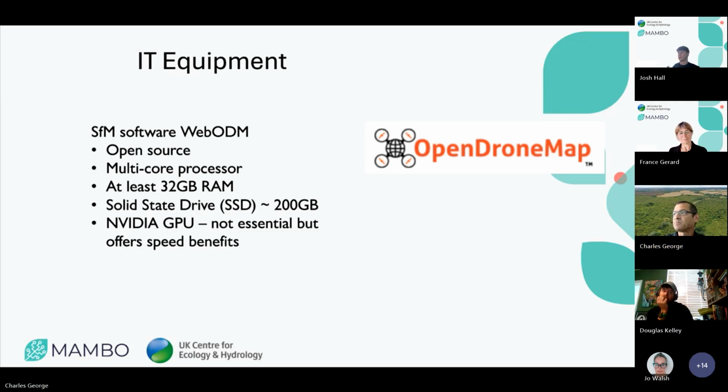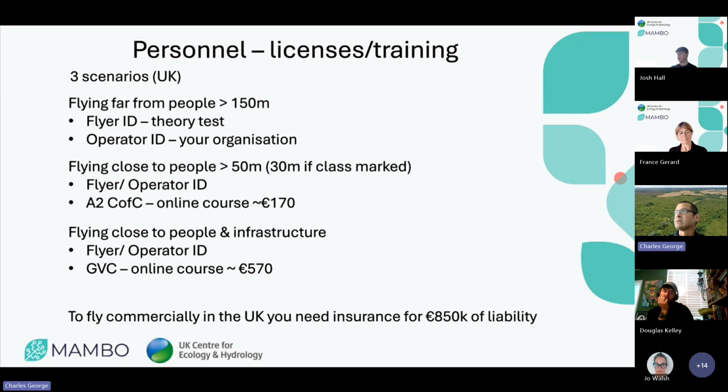The personnel in the UK, I'm only going to talk about the UK, being as we're now not part of the EU, but I think it's very similar over there. So for the UK, there's three sort of scenarios really. So there's flying far from people, which means anything over 150 meters. And when I say people, I mean people, but that includes people in houses, in boats, in cars. So you've got to stay away from roads and rivers, canals.